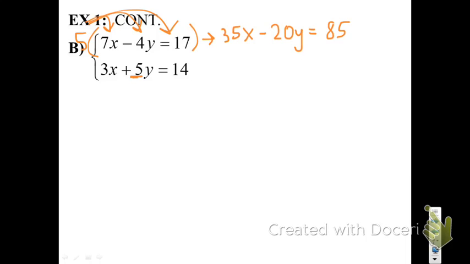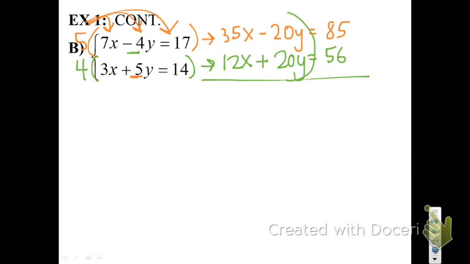Now the bottom equation, we have to work with it as well because I need this 5 here to become a 20. So I'm going to take this 4 right here and multiply through. I'm not going to change the sign because right now they will already be opposites. 4 times 3 is 12. 4 times 5 is 20. And 4 times 14 is 56.